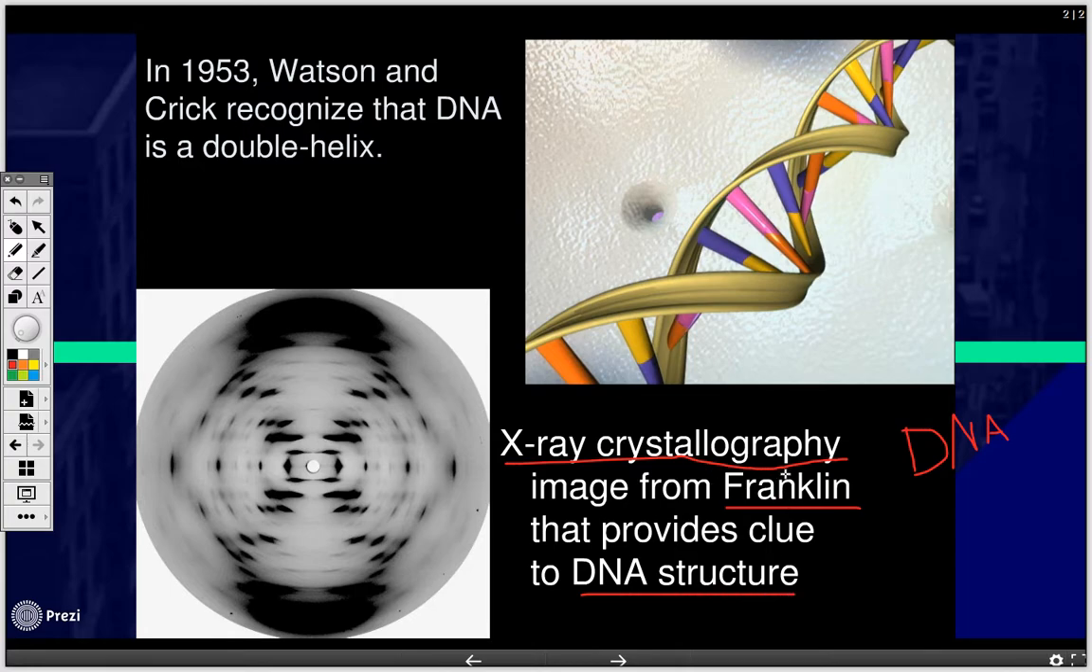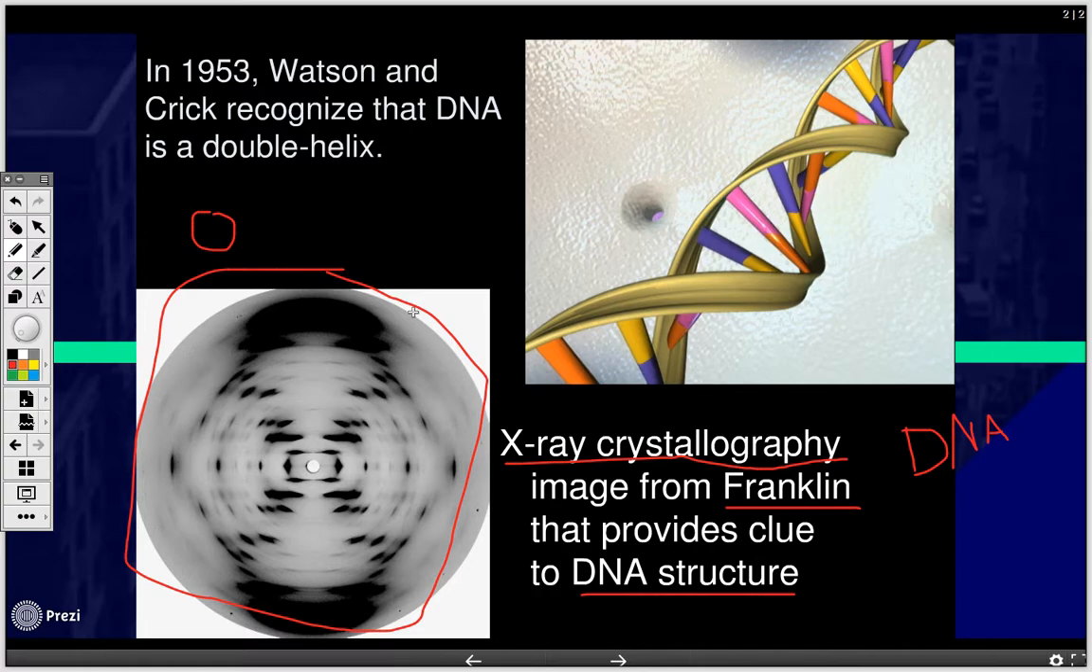When she finally was able to do that, this picture over here in the left corner was the picture that she got. She finally said that she had become the first person to understand what DNA looks like, and that is a helical structure. Helical meaning that it looks like a circle.